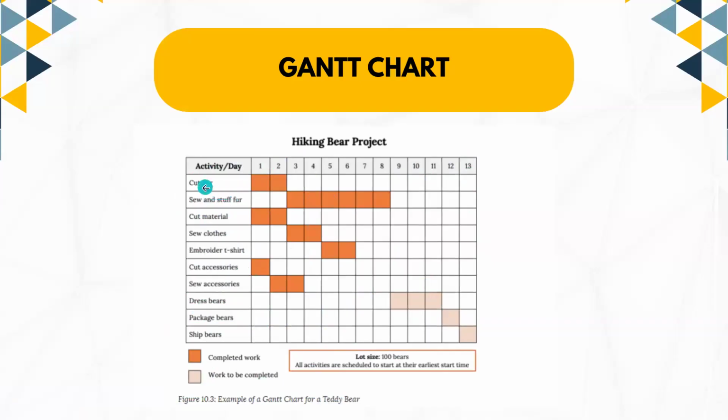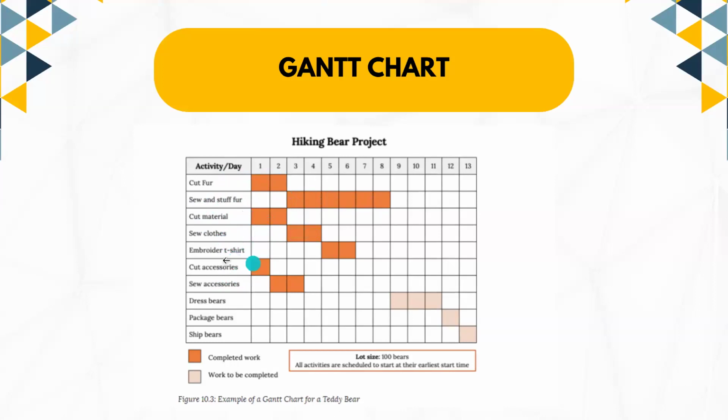Based on our chart, you will first need to cut the fur, cut the material, and cut accessories. Cutting the fur and cutting material will take you 2 days, and cutting the accessories will take you 1 day. Once you're done with cutting the fur and cutting materials, you're able to move on to the next activity, which is sew and stuff fur. That will take you approximately 5 to 6 days. You're also able to move on to sew clothes, which will take you 2 days.